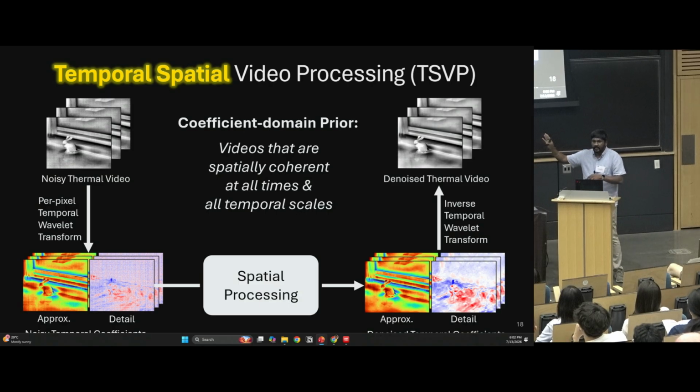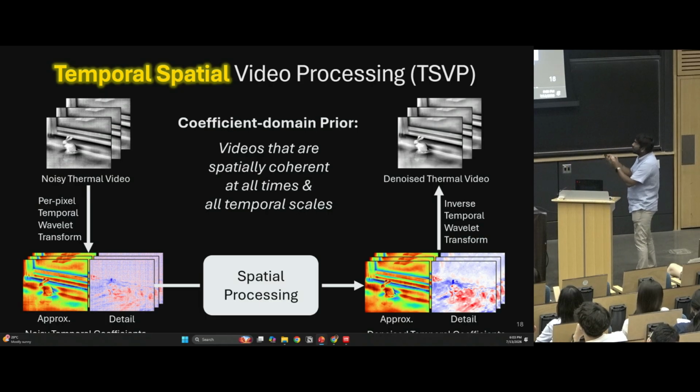The temporal transform itself doesn't distinguish between noise and signal. It just decomposes the intensities into different frequency bins. It is only the spatial processing that does this: whatever is spatially coherent is signal, and what's not is noise.